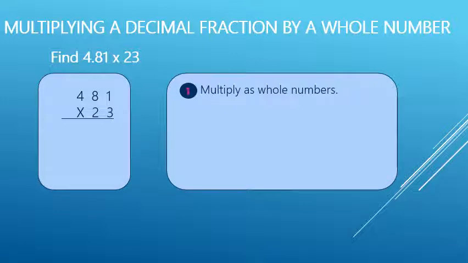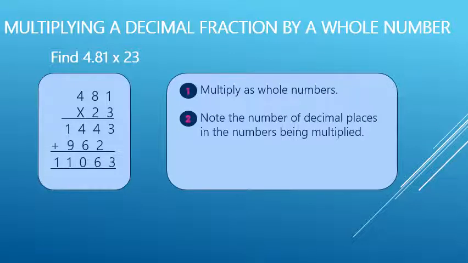We will multiply as whole numbers, that is, the decimal fraction will also be written as a whole number and then only we will multiply both the numbers. So 481 multiplied by 23. In the first step we will multiply 481 by 3 and we get 1443. In the next step we multiply 481 by 2 and we get 962. And now we will add both the numbers and we get 11063.